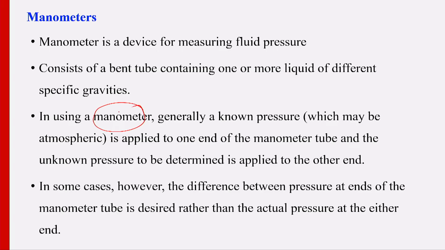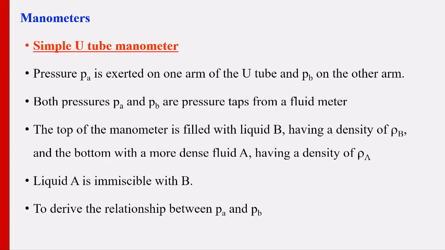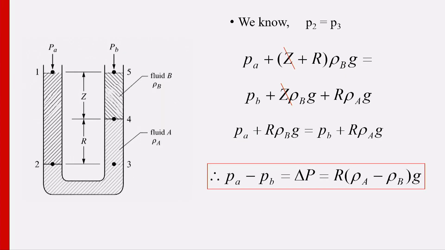generally we can discuss the pressure. In some cases we will discuss the pressure difference, but I will just give one example so that we get a thorough idea of how the manometer works. Here is a simple U-tube manometer, where PA is the pressure at one end and PB is the pressure at the other end. It is like a U-tube. Again we have two liquids, one is liquid B with density rho B, and the other has density rho A, but both liquids are immiscible. I can explain through this.